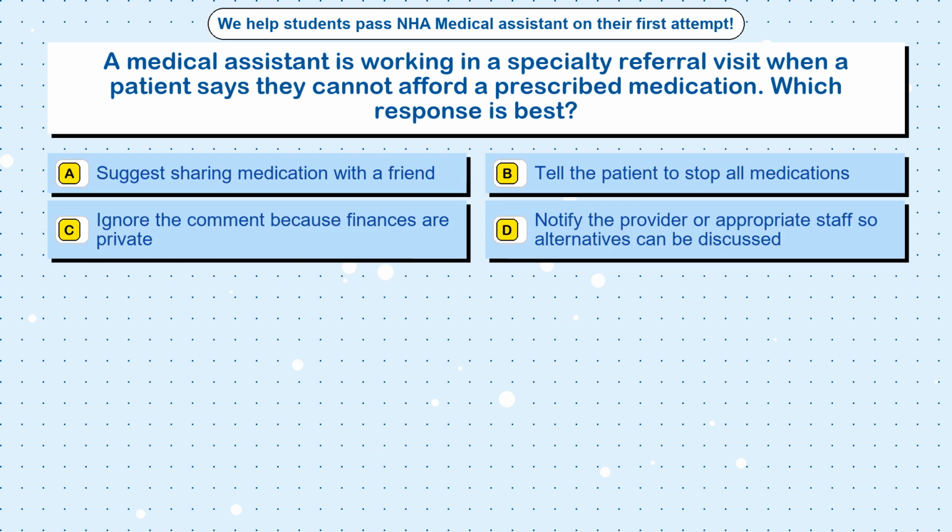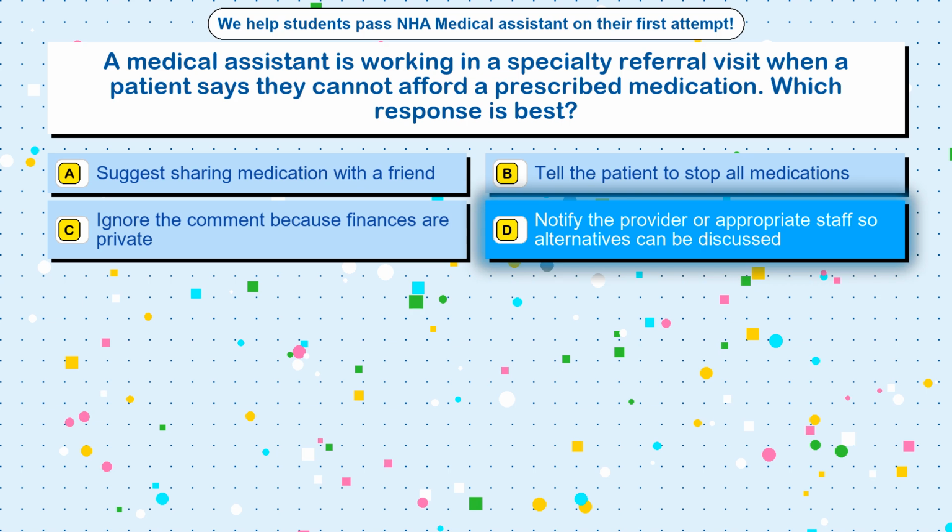Question 70. A medical assistant is working in a specialty referral visit when a patient says they cannot afford a prescribed medication. Which response is best? Option A, suggest sharing medication with a friend. Option B, tell the patient to stop all medications. Option C, ignore the comment because finances are private. Option D, notify the provider or appropriate staff so alternatives can be discussed.